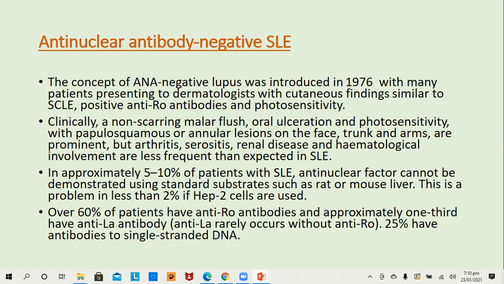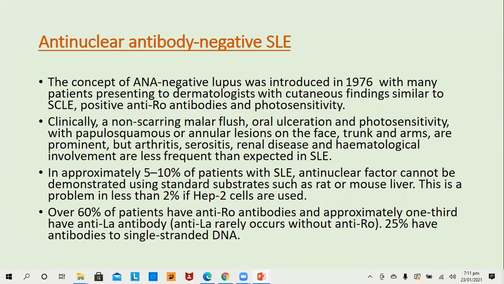In approximately 5 to 10% of SLE, the anti-nuclear factor cannot be demonstrated using the standard substrate like rat or mouse. But if we use HEp-2 cells, then this is rarely a problem, in 2% of the patients. Over 60% of patients have anti-Ro antibodies, approximately one third have anti-La antibodies, and 25% have antibodies to single-strand DNA. So it can be summarized that anti-nuclear antibody negative SLE is now a rarity when we are using the HEp-2 cell line, because the HEp-2 cell line has only 2% negativity in cases of definitive SLE.